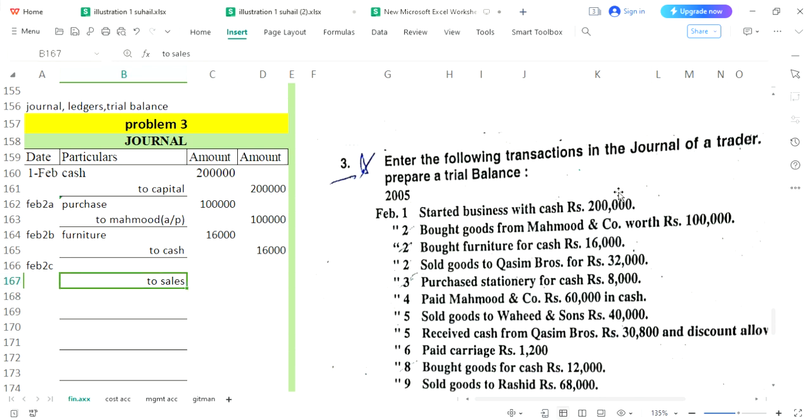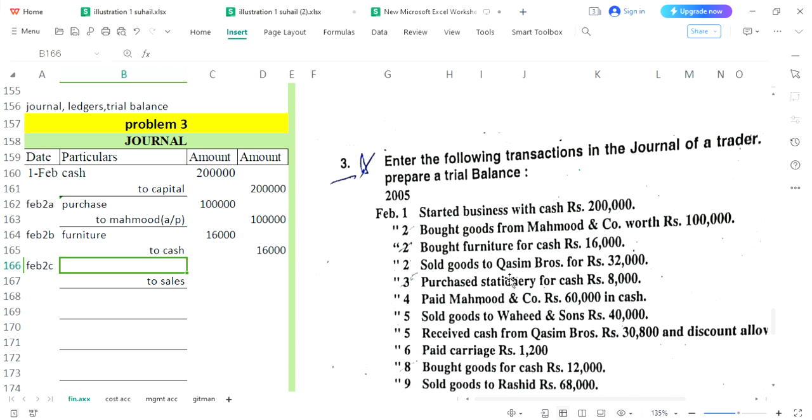Alright. So when you are selling goods, it is expected to receive cash, but our transaction is showing that you are selling these goods to Qasim on credit. Cash is not being received. It means the amount will be receivable in future. The person to whom you have sold these goods is Qasim. So Qasim is the person from whom the amount is receivable.